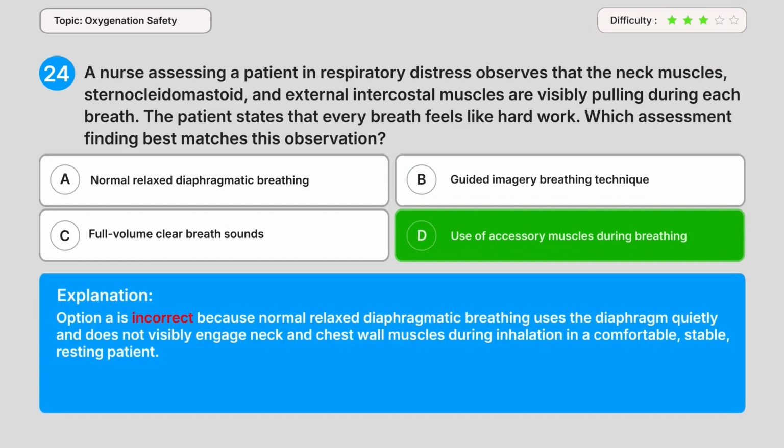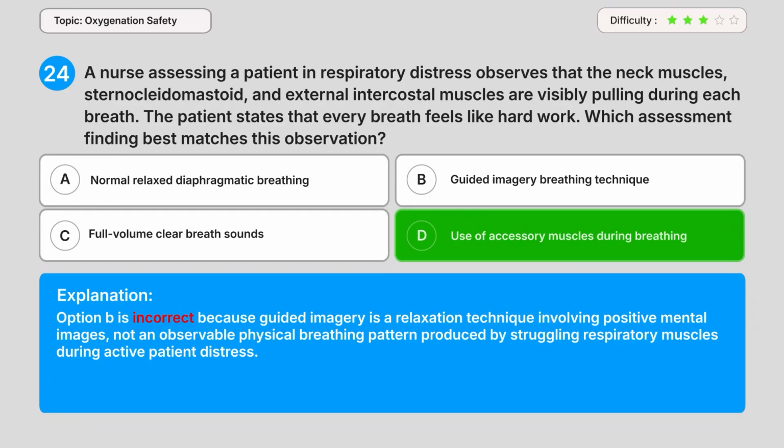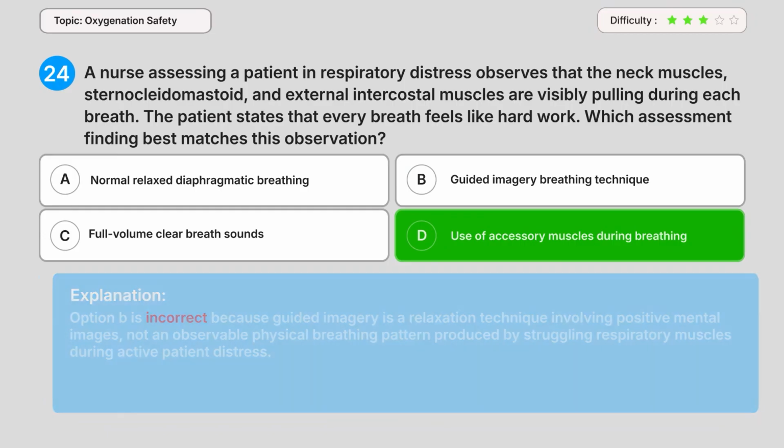Option A is incorrect, because normal relaxed diaphragmatic breathing uses the diaphragm quietly and does not visibly engage neck and chest wall muscles during inhalation in a comfortable, stable, resting patient. Option B is incorrect, because guided imagery is a relaxation technique involving positive mental images, not an observable physical breathing pattern produced by struggling respiratory muscles during active patient distress.